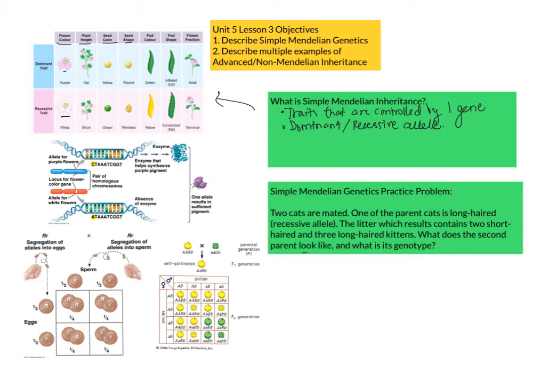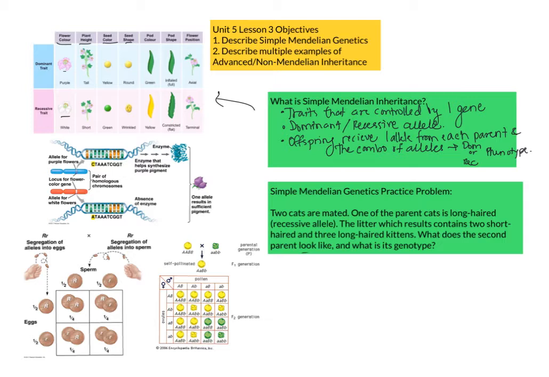Simple Mendelian inheritance also means that the offspring receive one allele from each parent, and the specific combo of alleles, which we call a genotype, leads to either the dominant or the recessive phenotype.